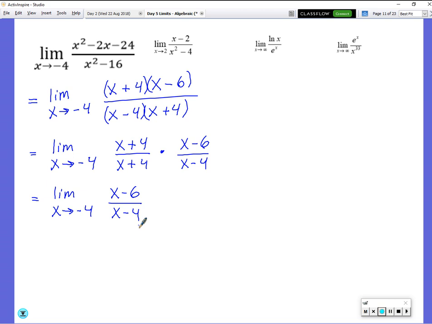Well, it wouldn't matter if I were a little more or a little less than negative 4. Subtracting 6 is going to be close to negative 10. Doesn't matter if I'm a little more or a little less than negative 4. Bottom's going to be close to negative 8. So that means when the input is close to negative 4, the output's really close to negative 10 divided by negative 8.